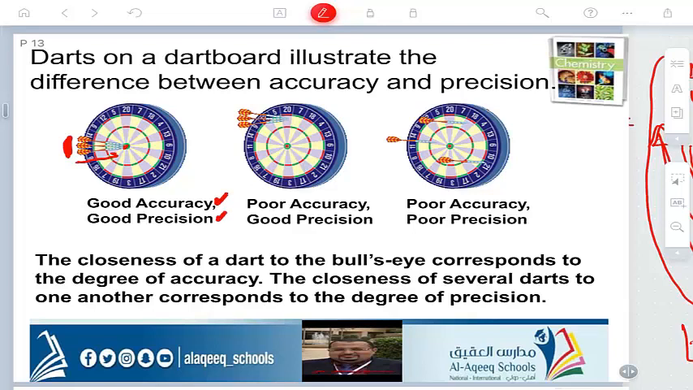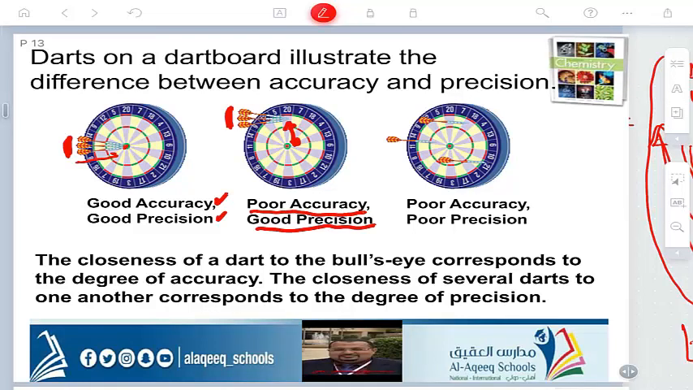But what if they are close to each other? Yes, they have good precision, but not close to the true value. So we can say poor accuracy. Good precision, but poor accuracy.